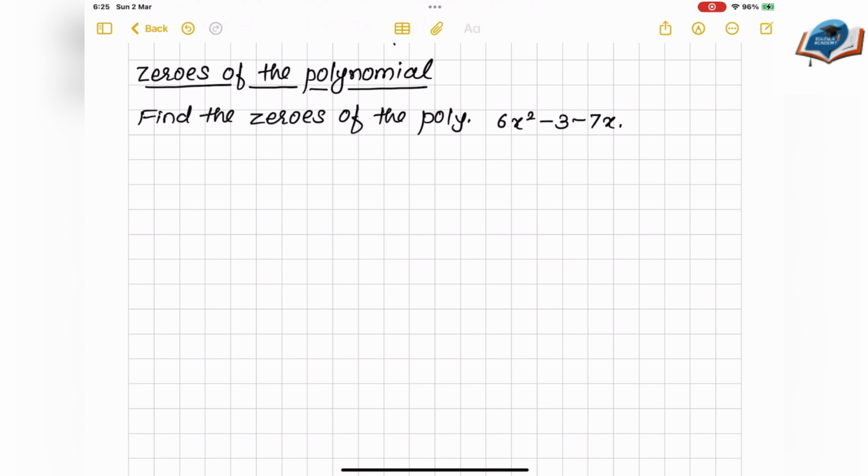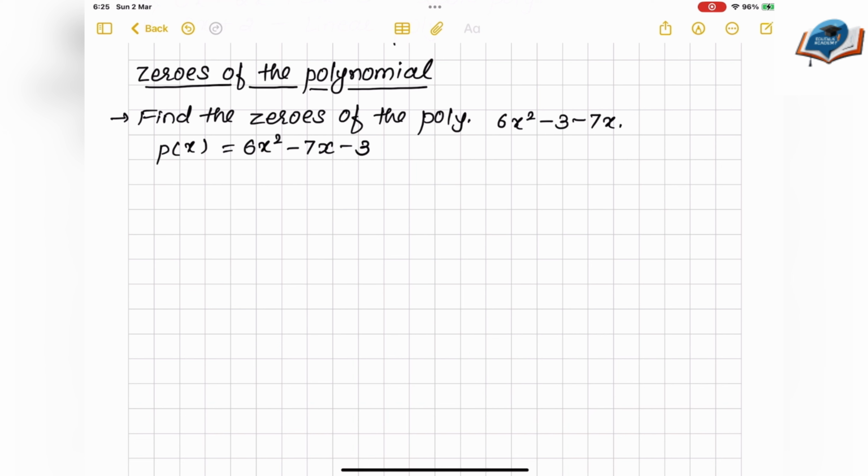Next is zeros of the polynomial. So now let us see that with an example. Suppose I am asked to find the zeros of the polynomial. So first, p of x equal to 6x square. Now I am rearranging them in the proper order. So minus 7x minus 3.